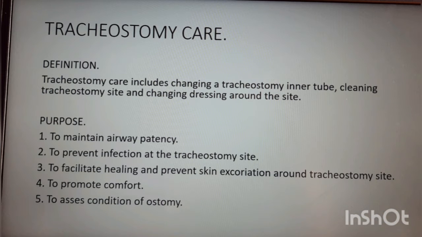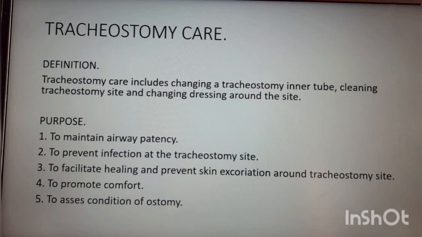Before going to the procedure, let's first see the definition of tracheostomy care. Tracheostomy care includes changing a tracheostomy inner tube, cleaning the tracheostomy site, and changing the dressing around the site. It is done to keep the tracheostomy tube clean. This helps prevent a clogged tube and decreases the risk for infection. It includes suctioning and cleaning parts of the tube and the skin.